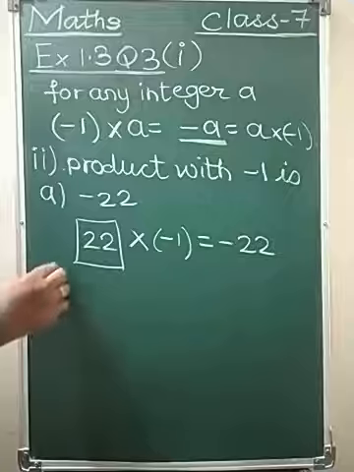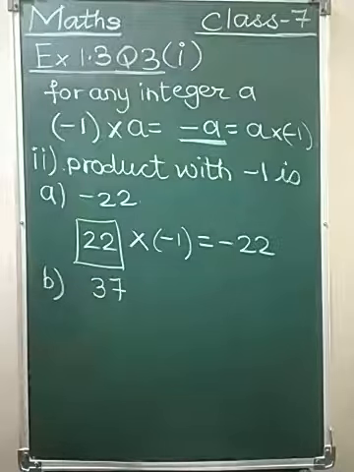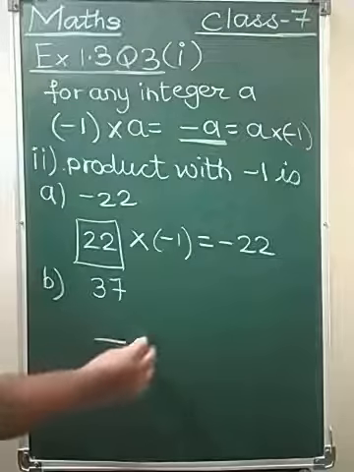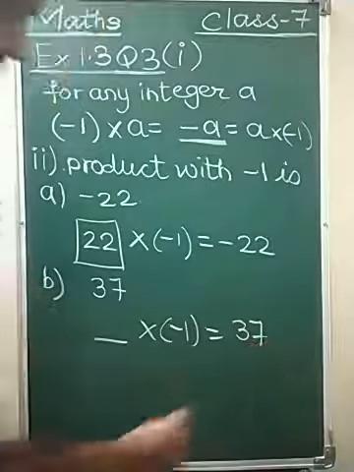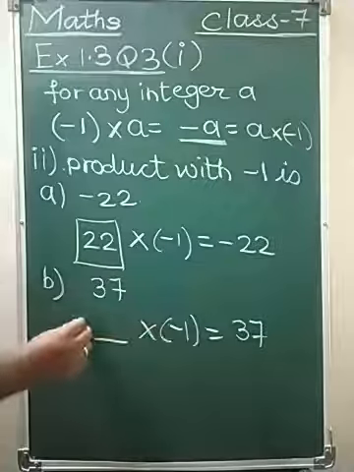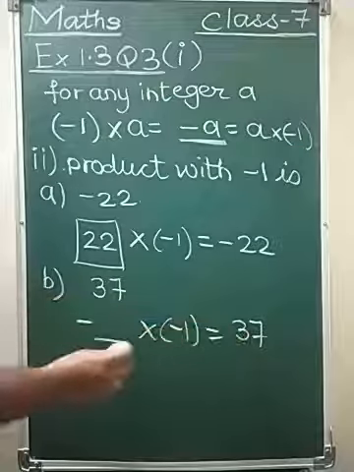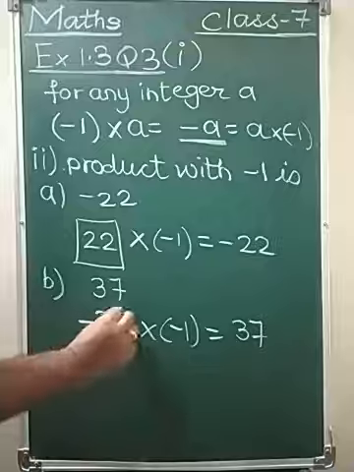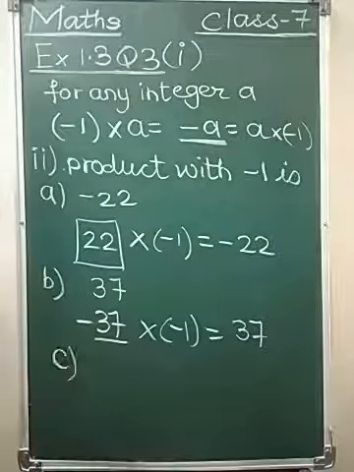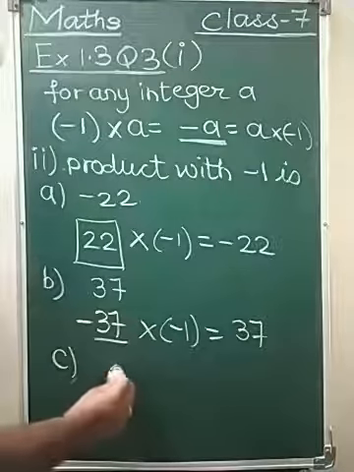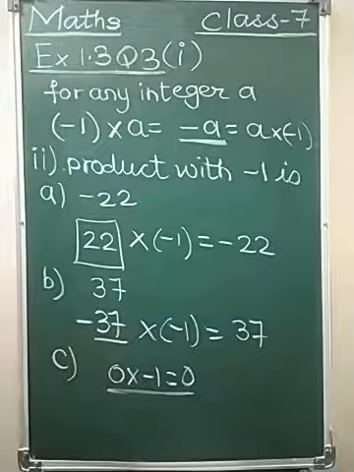Okay, B sum. For B sum it is 37. Now it is plus 37. That means a number multiplied by minus 1 equals 37. If we are getting a positive answer, then here should be a negative integer, because minus multiplied by minus will give plus, and here 37 is there, so minus 37. Okay, and C is the easiest one. 0 multiplied by minus 1 equals 0, and then question number 3 is solved.